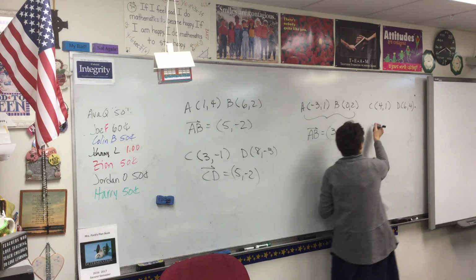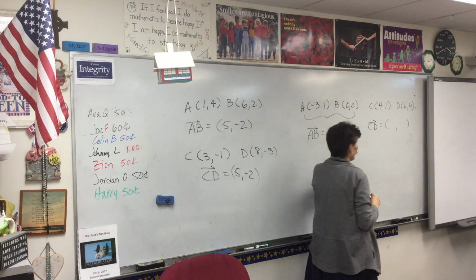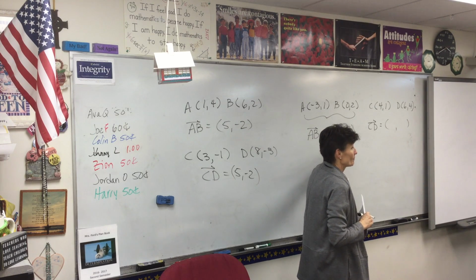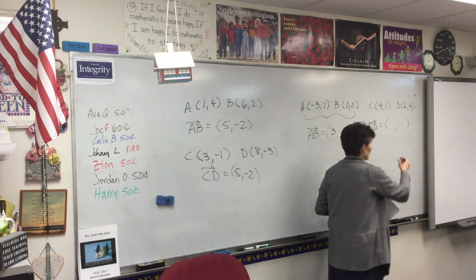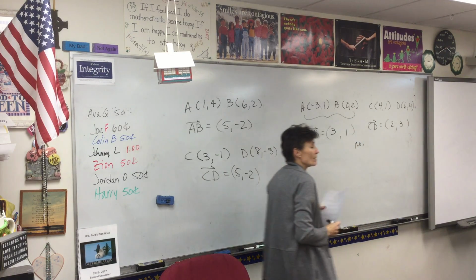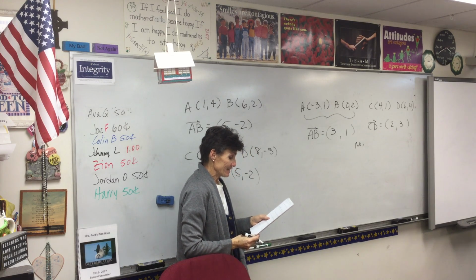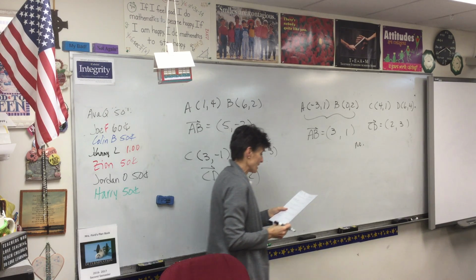Now do exactly the same thing here, Zion, and see if you get 3, 1. That's what you need to get. 2 and 3. Okay, well then what's the answer to the question? They are not equal. That would be a no, because their vector coordinates or their directed distances didn't turn out to be the same thing.